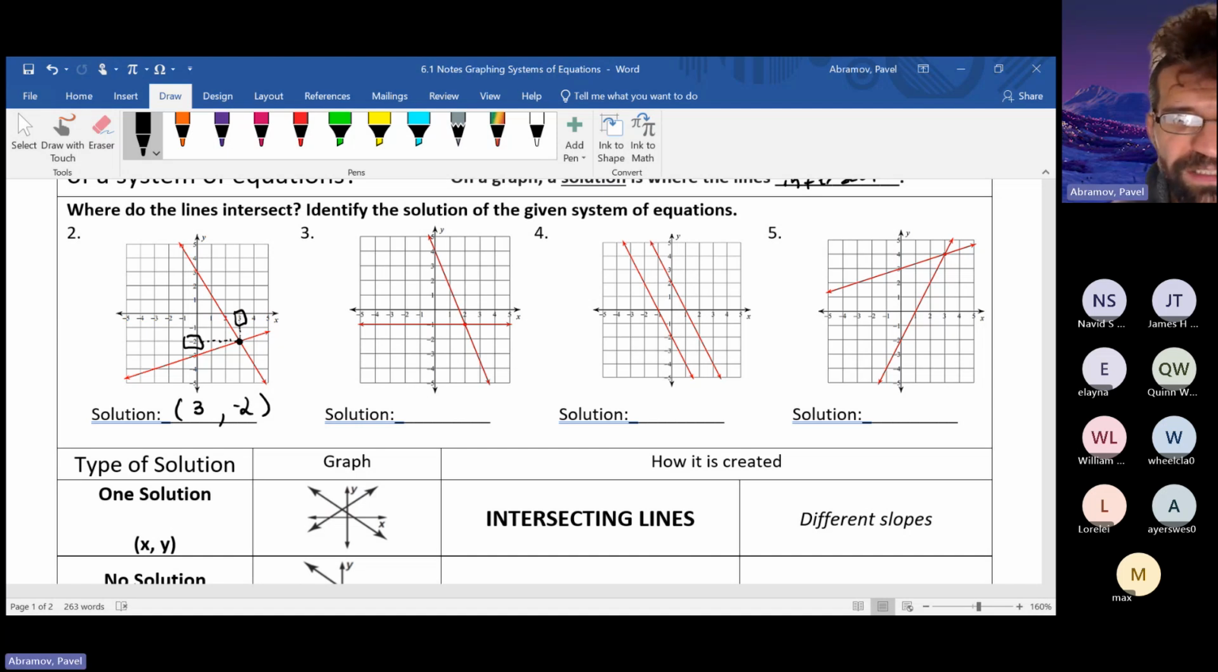On the second example, this is the point of intersection. So our x-coordinate of this point is 2, and the y-coordinate is -1.